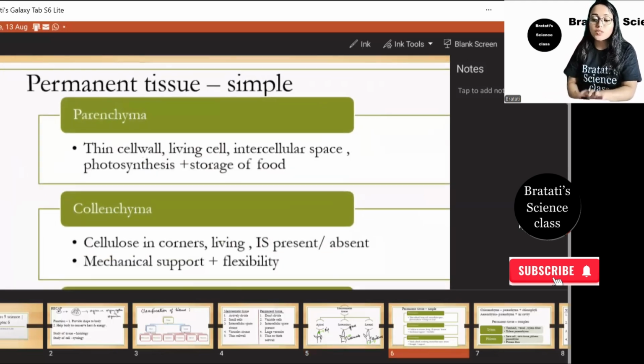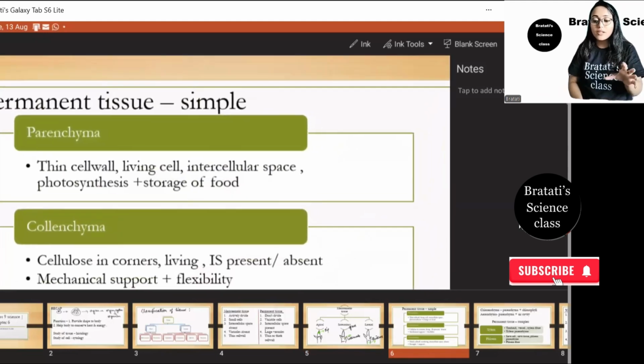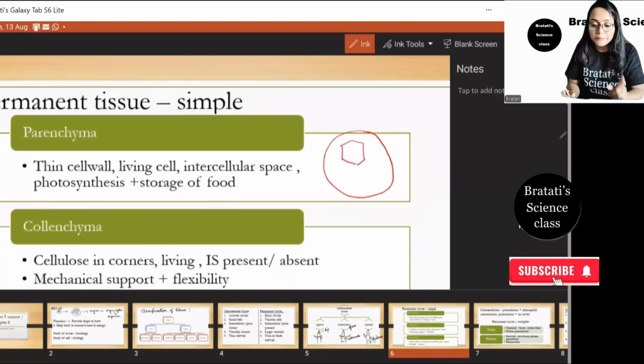Now permanent tissues can be of two types, simple and complex. So first we are going to simple permanent tissues, which can be of three types: parenchyma, collenchyma and sclerenchyma. Parenchyma is a living cell. I am showing you this parenchyma tissue where the cells are hexagonal and chlorophyll is present. That's why they help in the photosynthesis of the cell. It is a living cell and intercellular space is present. It also helps in storage of the food.